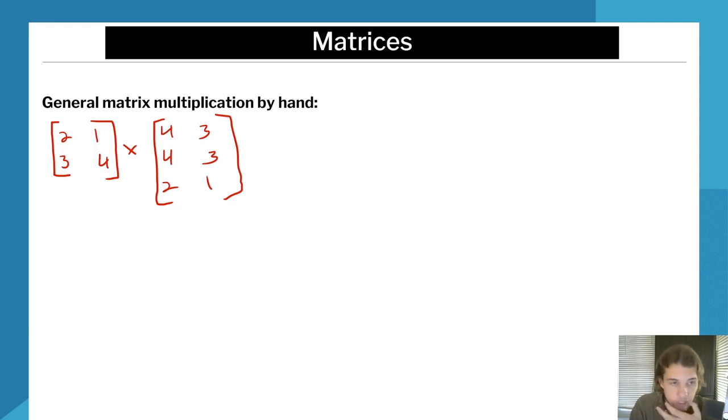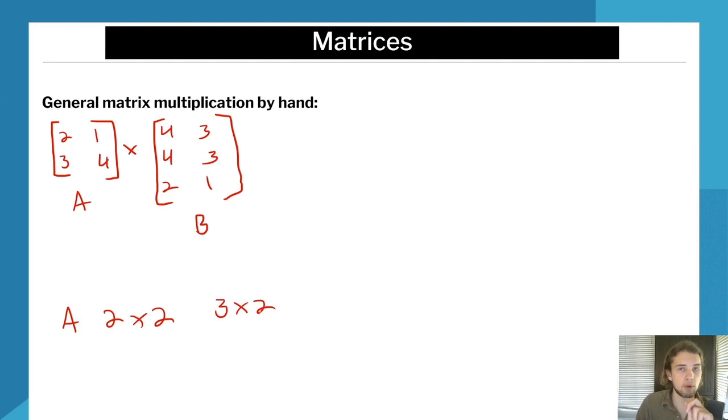The answer is no, they can't. And how we find that out is we look at the dimensions of the matrices. And this tells us some important information. So this matrix, we're going to call this A and we're going to call this B. A has the dimensions of 2 rows and 2 columns. B has the dimensions of 3 rows and 2 columns.